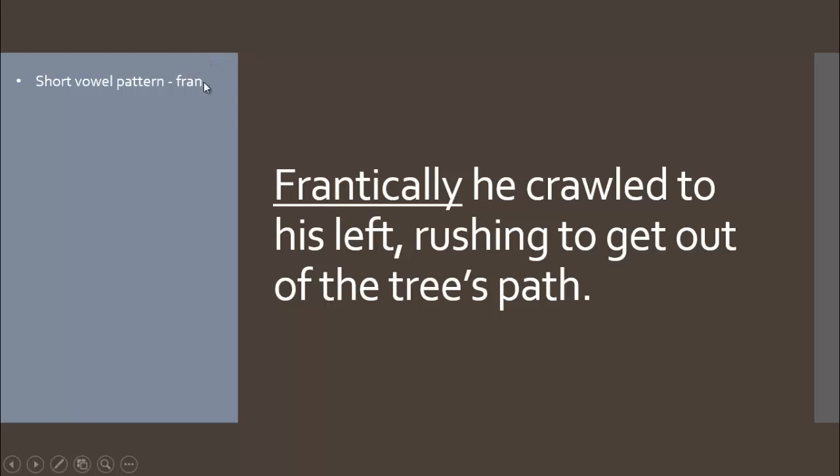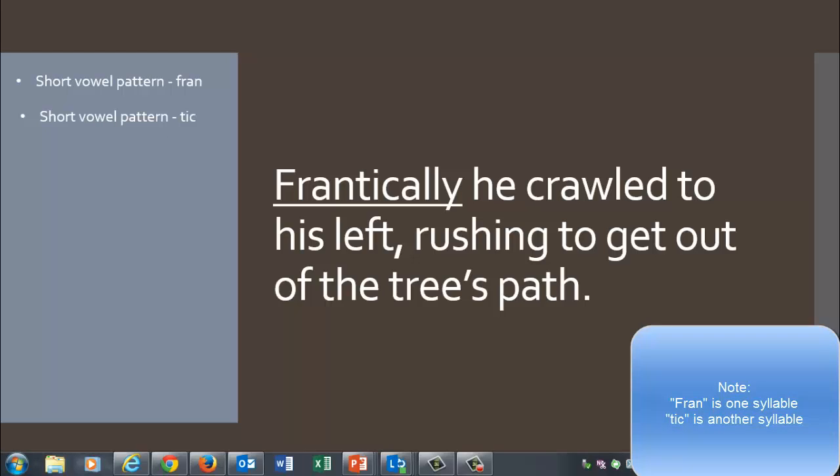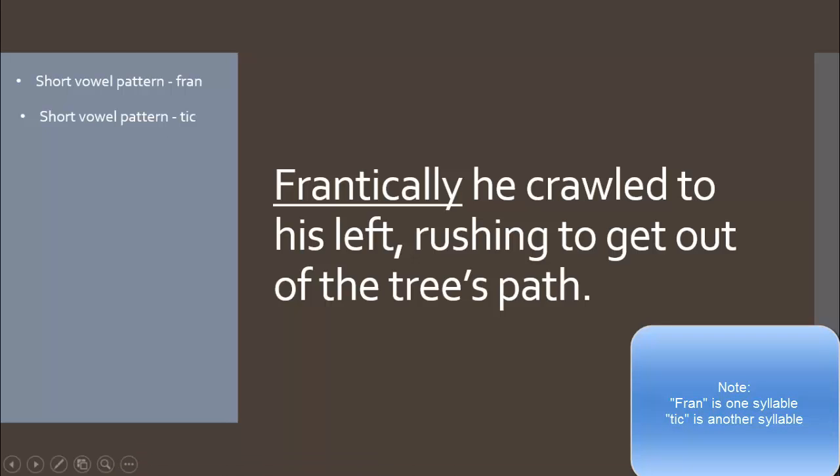The next part, T-I-C, again I have another vowel pattern, I followed by the consonant C, and so here's going to be another short vowel pattern. I know that's going to sound like tick. So when I put it together, I have frantic, which is a word that I recognize. I know that it means very frightened.